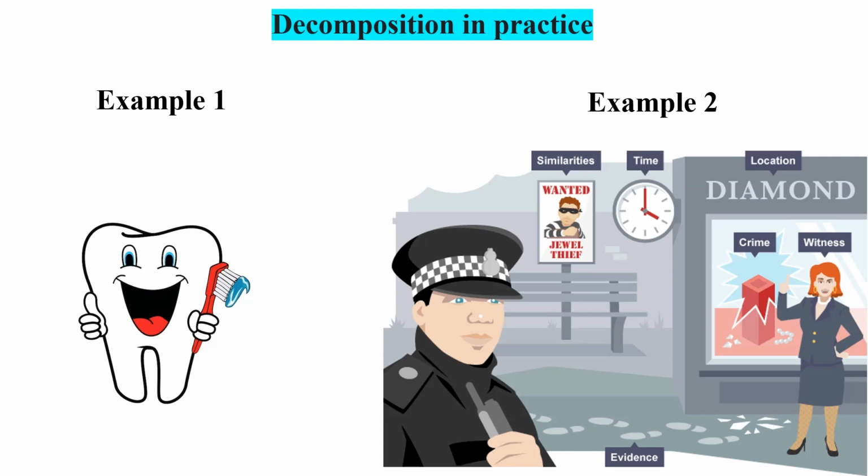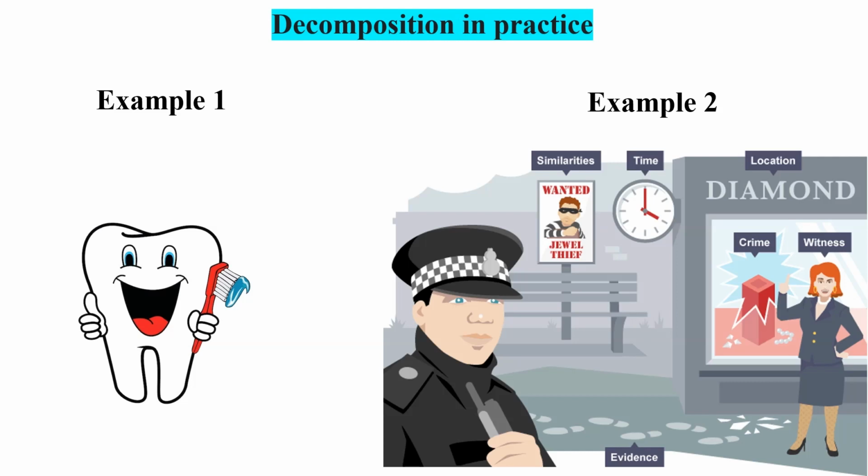Example 2. Solving a crime. It is only normally when we are asked to do a new or more complex task that we start to think about it in detail, to decompose the task. Imagine that a crime has been committed. Solving a crime can be a very complex problem as there are many things to consider.